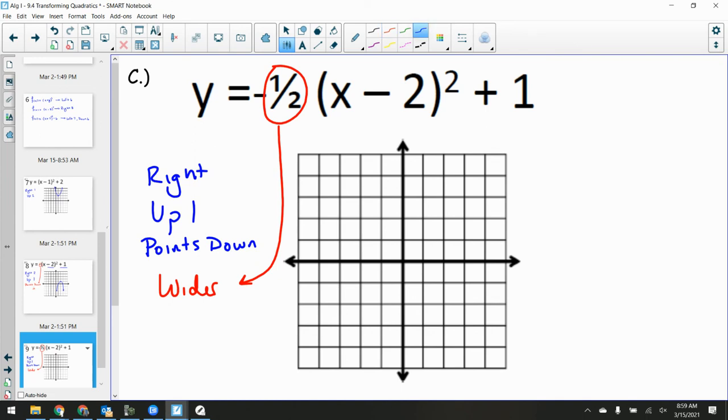So let's graph that. We go right 2 up 1. We know that it points downward, and we know that it's going to be a wider graph. So just generally sketch it being wider. The closer your number gets to 0, the smaller and smaller the fraction gets, the wider and wider it is. The bigger the number you put in front of the parentheses, the bigger the a value is, the more it gets stretched out. The steeper those lines go up. Okay.